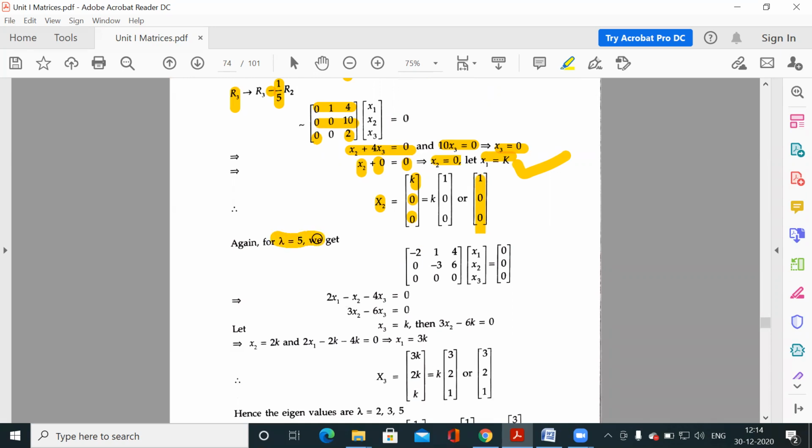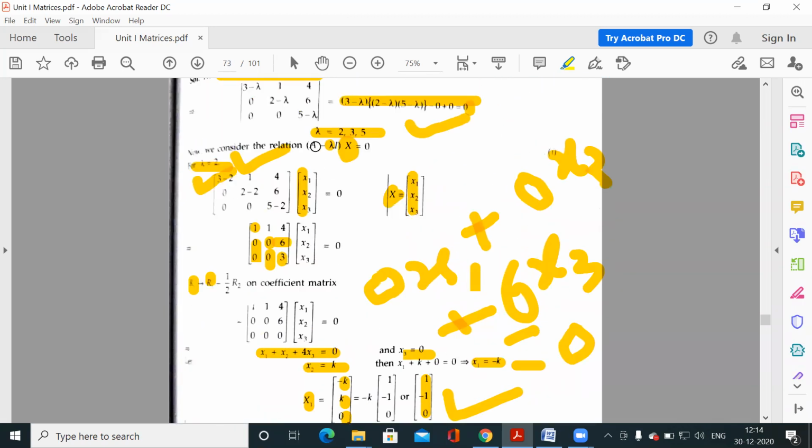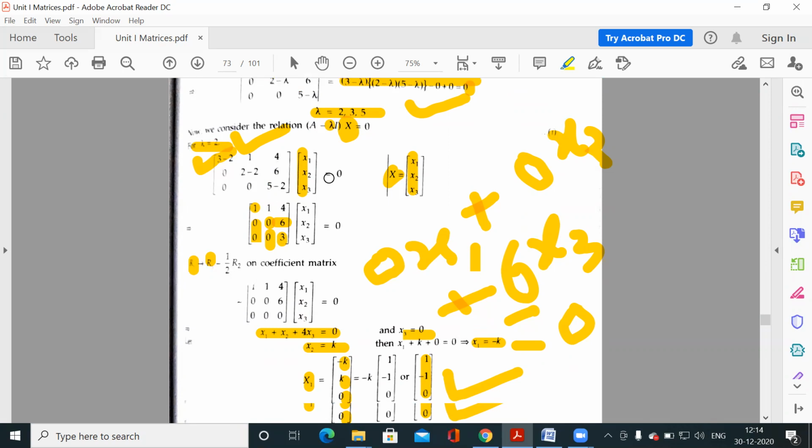So similarly the third eigenvalue is 5. To get the eigenvector corresponding to this 5, we have to solve A minus lambda I x equal to 0. Now the lambda value is 5. That means A minus 5I x is equal to 0. So now we have to subtract 5 from the diagonal elements of A.